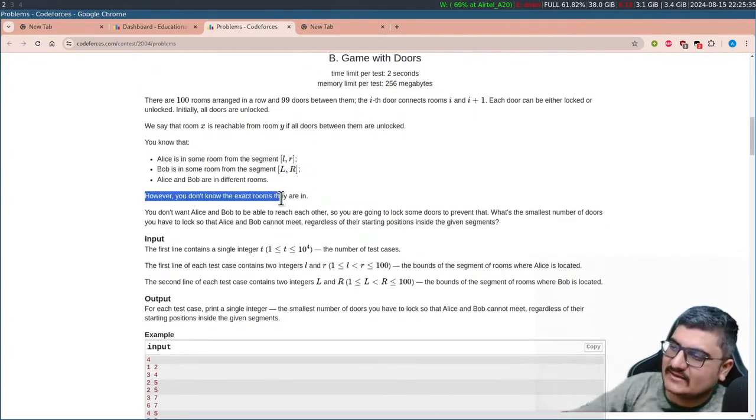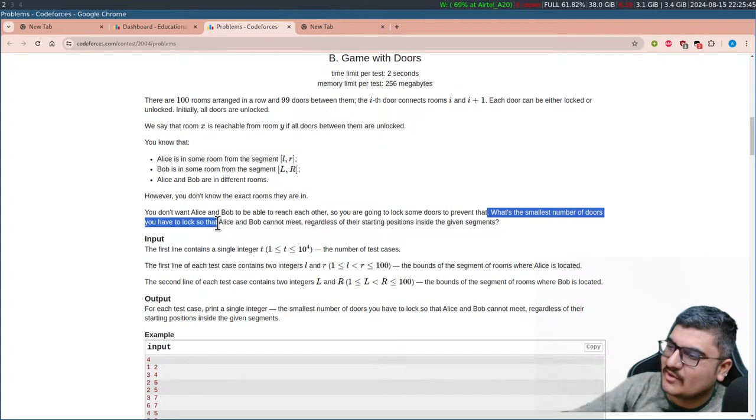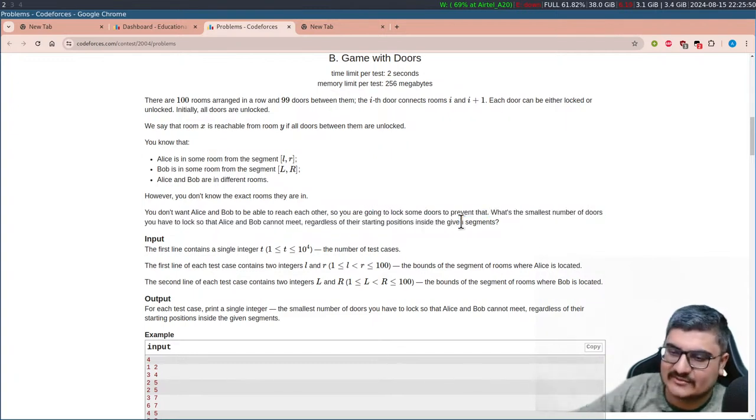However, you don't know the exact room they are in. You don't want Alice and Bob to be able to reach each other, so you have to lock some doors to prevent that. What is the smallest number of doors you have to lock so that Alice and Bob cannot meet regardless of their starting positions in the given segments?